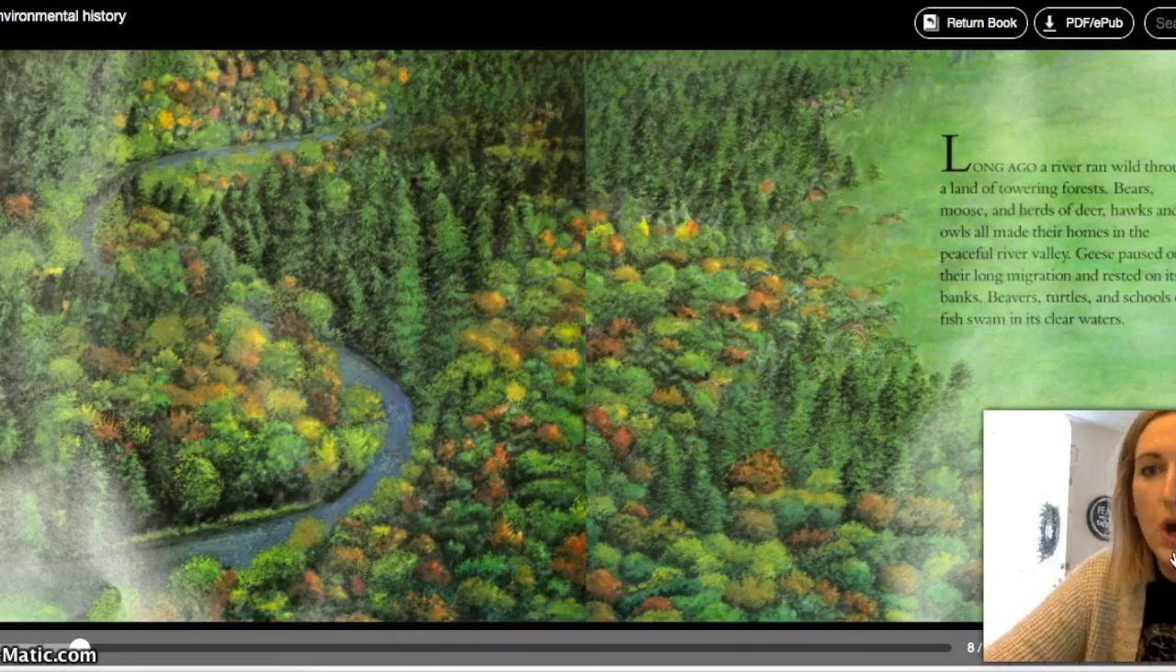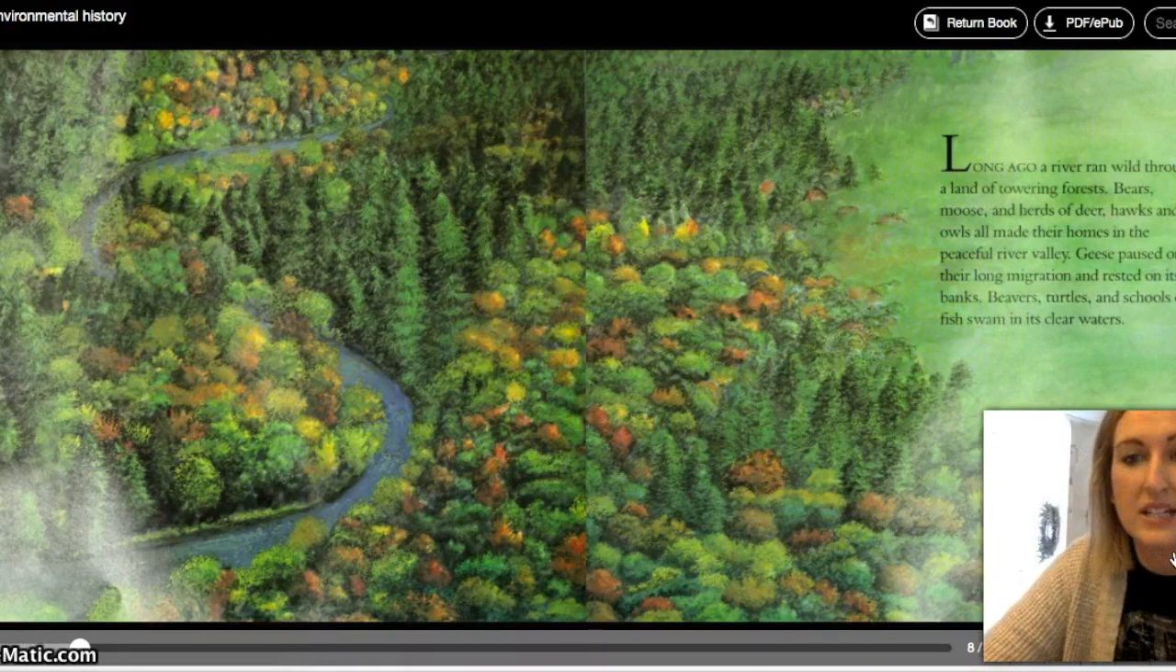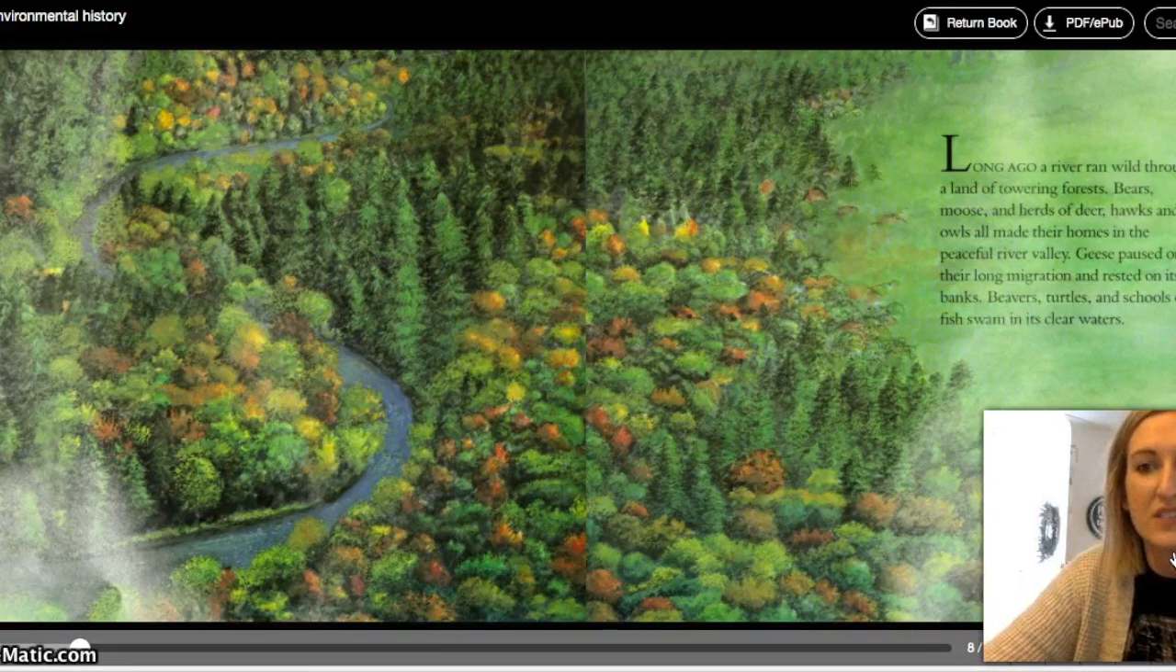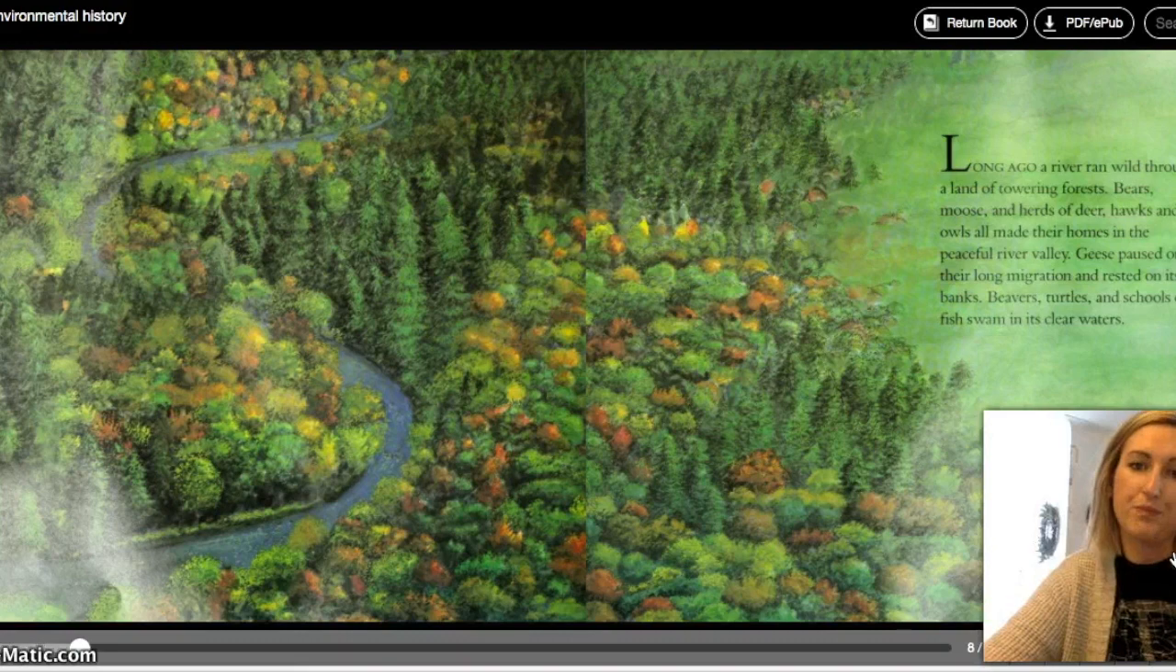Long ago, a river ran wild through a land of towering forests. Bears, moose, and herds of deer, hawks, and owls all made their homes in this peaceful river valley. Geese paused on their long migration and rested on its banks. Beavers, turtles, and schools of fish swam in its clear waters. What characteristics would you use to describe this river right now?